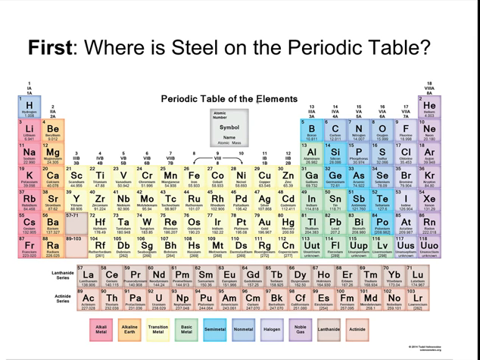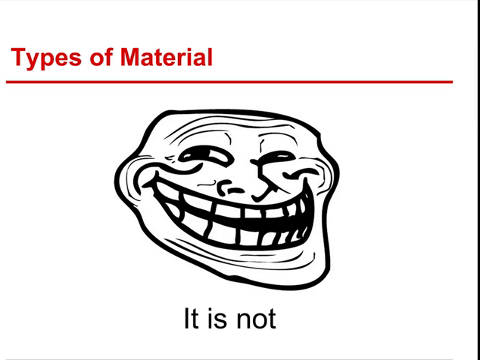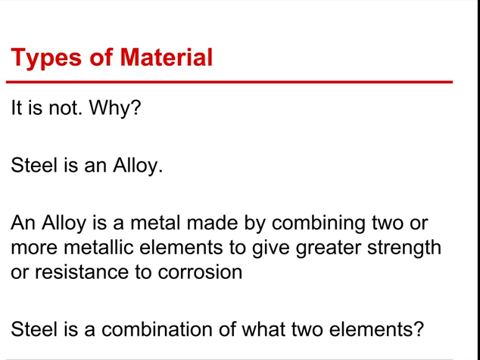And you can look on the periodic table of the elements, and do you see steel on there? And the answer is, of course not. Or maybe you wouldn't know, but steel isn't on the periodic table. It's an alloy. An alloy is a metal made by combining two or more metallic elements to give greater strength or resistance to corrosion.